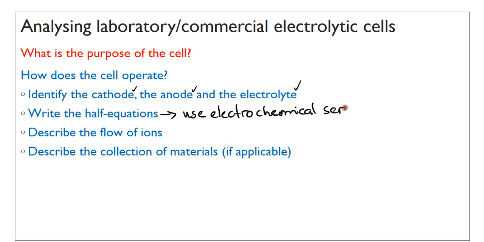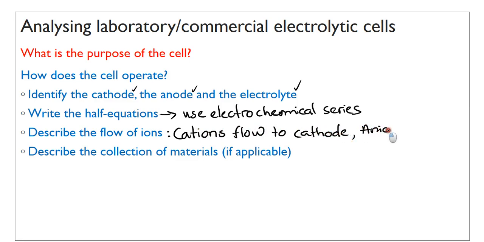Okay, and flow of ions. Flow of ions is important because it allows the cell to operate. So you want to make sure there is no buildup of ions. As a general rule of thumb, depending on what type of ion is being produced in the cell, and I think this works all the time, cations will flow towards the cathode and anions flow to the anode.